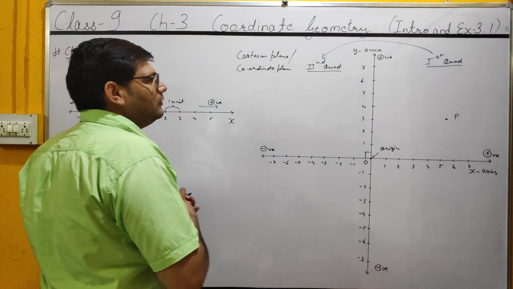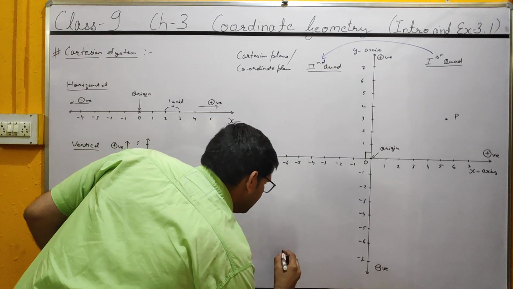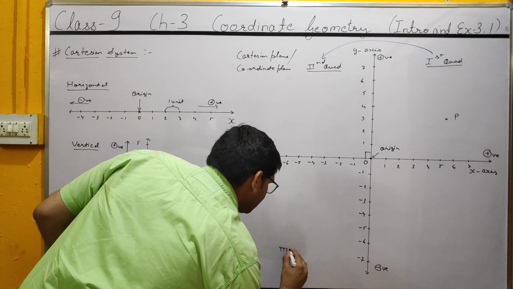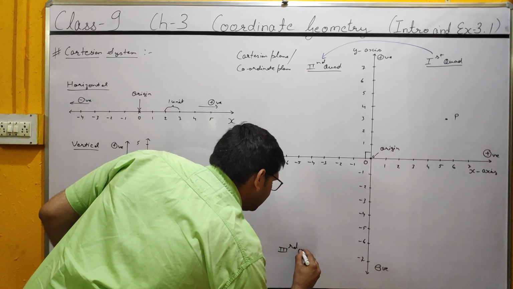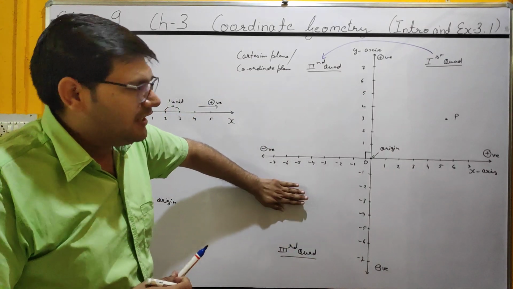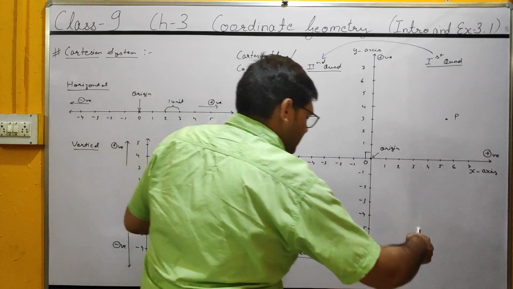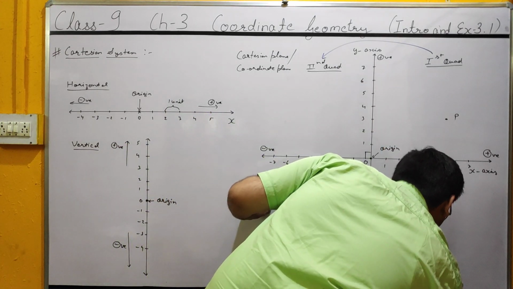Now again we will move anti-clockwise. So this is the third quadrant. Okay, this will be our third quadrant. Again, if we move anti-clockwise, then this will be the fourth quadrant.